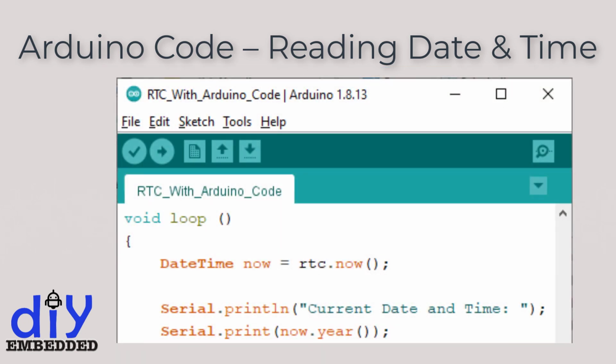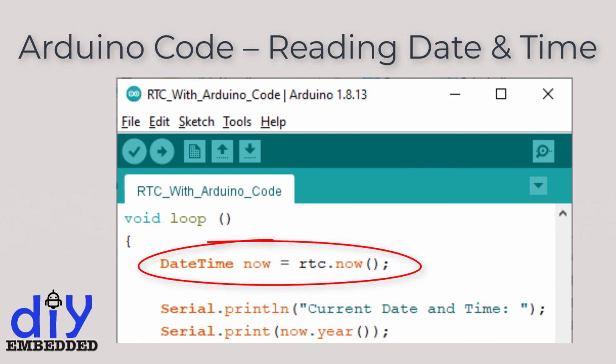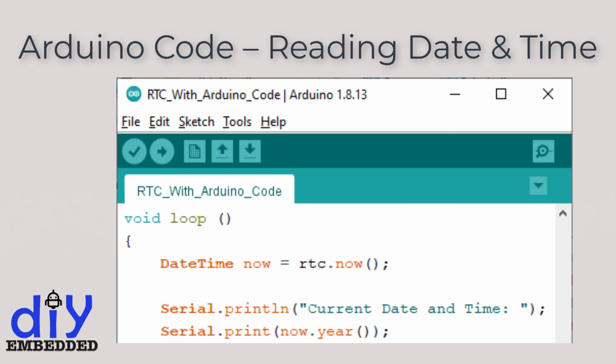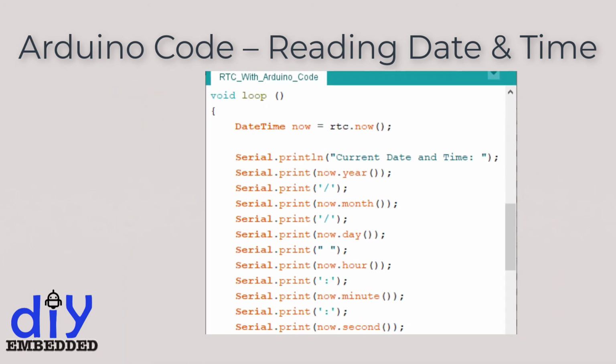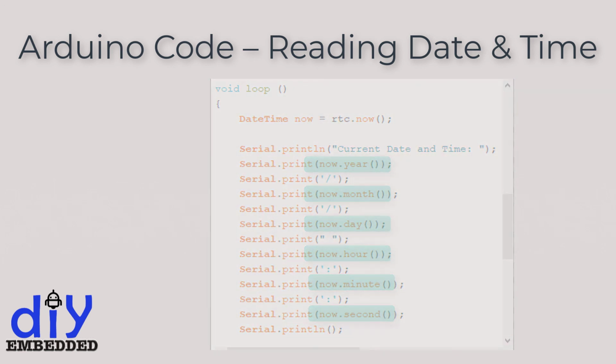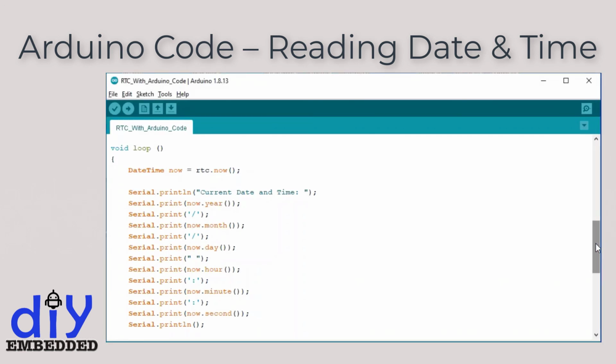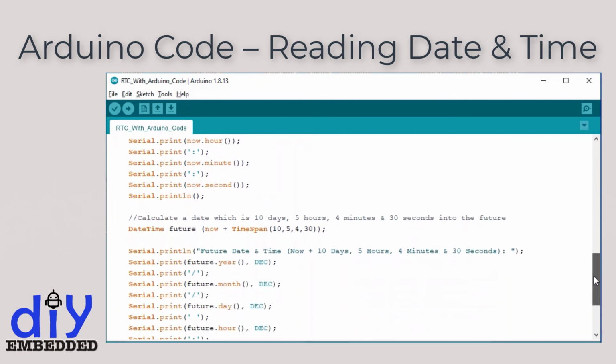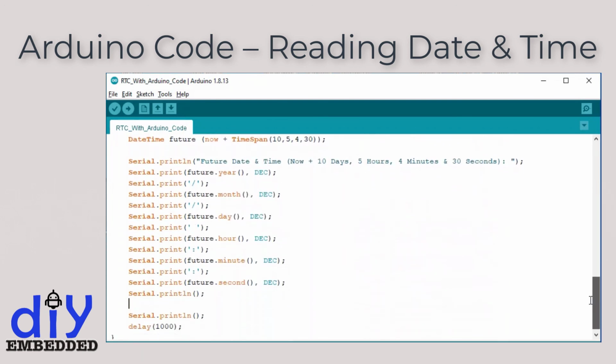Let's start reading time information from the RTC. For this we have a function called now. This returns the current date and time. Its return value is usually stored in a variable of data type DateTime. You can use different functions like year, month, minute etc. to get different time units explicitly. In this example we are reading the current timestamp every 2 seconds, and then printing it in different formats.